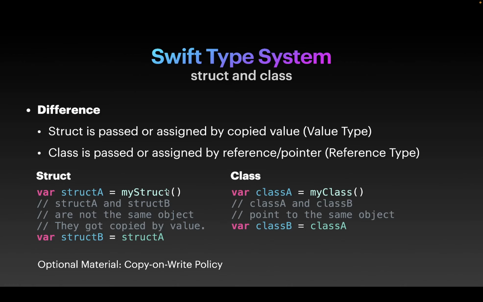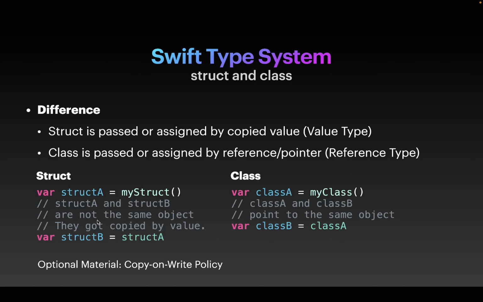Take a look at the example below. In this case, I instantiate a new struct called my struct and assign it to a variable named struct A. Then I assign struct A to another variable named struct B. But they got copied. So there are two different variables, two different instances. When you modify any property inside struct A, it won't be reflected in struct B. They are two different things.